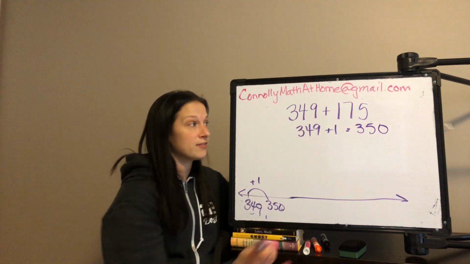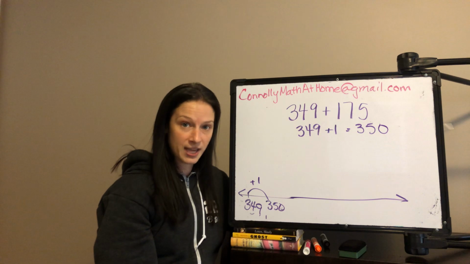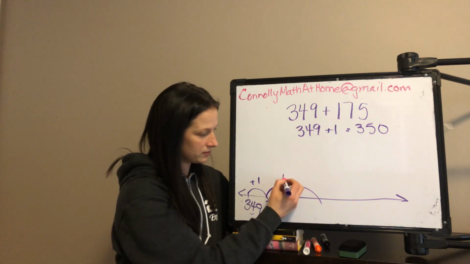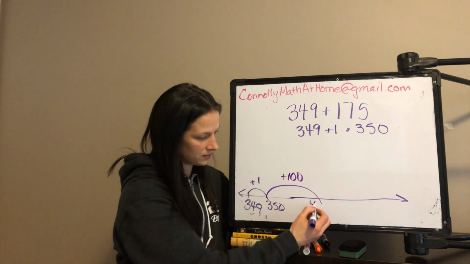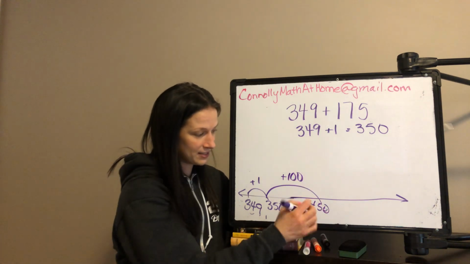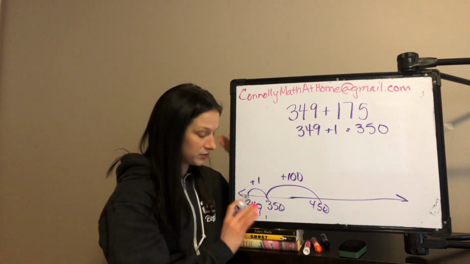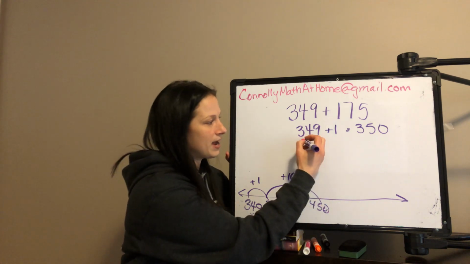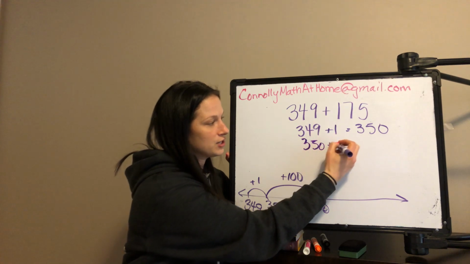So we got to 350. Now we can keep track of this. We have 174 more to add. So what I'm going to do is add my 100. But now I have these numbers that are super easy to work with. I don't have to worry about that 9. Oh, adding 9's the worst. So I just did 350 plus 100.